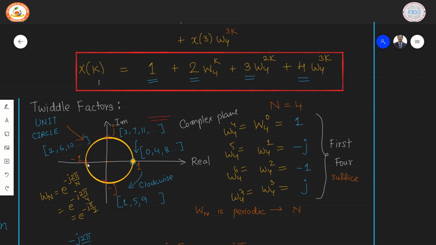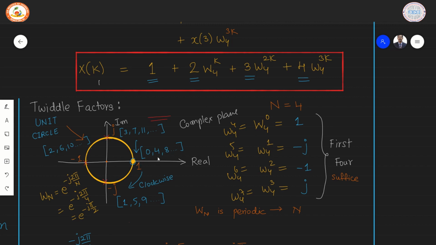Next point is the other side of the real axis, the negative side. So the answer is going to be equal to minus 1. And the final point is above the horizontal, so we get the imaginary value, which is equal to j. So the 4 values that we required are 1, minus j, minus 1 and plus j. But if you wanted to continue further, we have to be aware that the Twiddle factor is periodic and it has a period equal to capital N. That means after we have done the computation for the powers 0, 1, 2, 3, the process will continue like that.